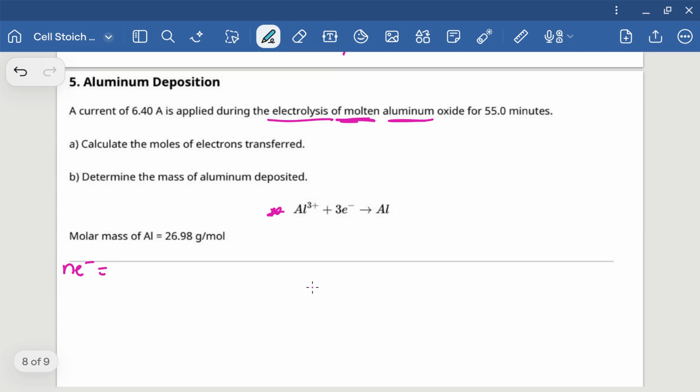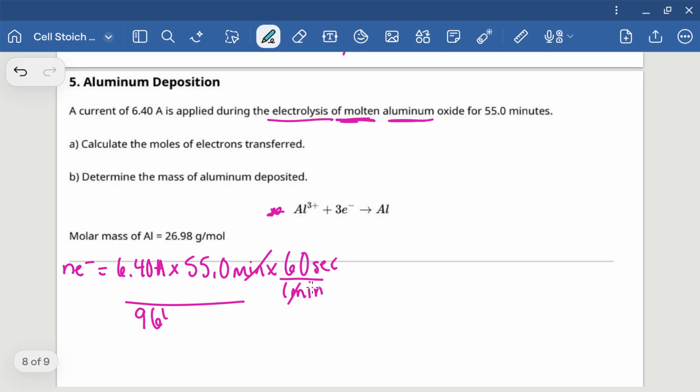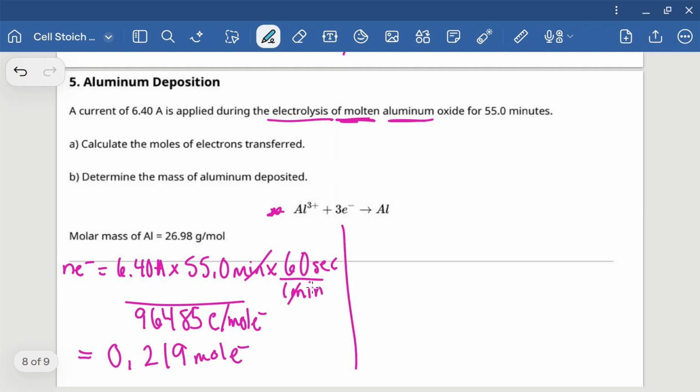When you do that second part, we are getting moles of electrons. We're going to multiply by our time, change it to seconds. Divide all of that by Faraday's constant. It's 96485 coulombs per mole of electrons. And then just for that first part, getting three significant digits, 0.19 moles of electrons. And then, like all the other ones, don't round too early.